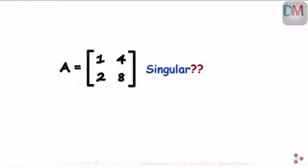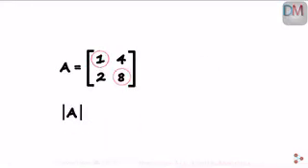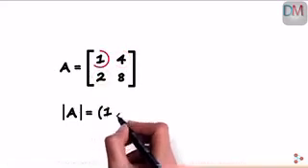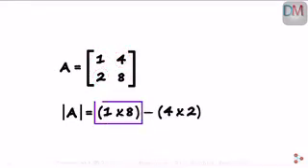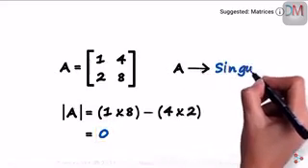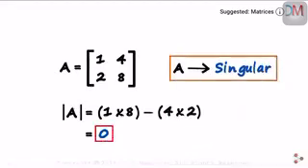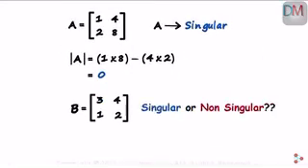Is this matrix A singular? To know if it's singular, we need to find its determinant. What is the determinant of A? It will be this product minus this product: 1 multiplied with 8 minus 4 multiplied with 2. 8 minus 8 will give us 0. The determinant of A is 0, which means that matrix A is singular. Determinant 0, then singular. Okay, next matrix. Matrix B. Singular or non-singular? Pause and try.